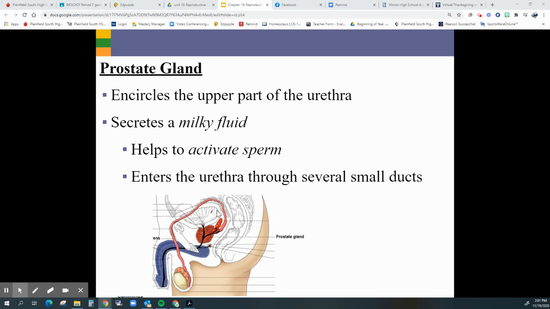The next organ is the prostate. That's the one that actually encircles the upper portion of the urethra. It produces a milky fluid. Its main purpose is also to help activate sperm, and it enters the urethra through those small ducts that lead into the prostate gland.